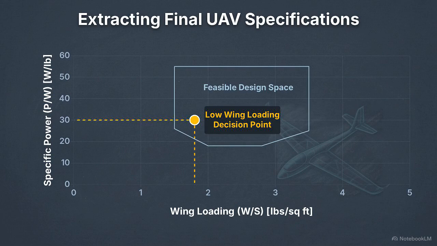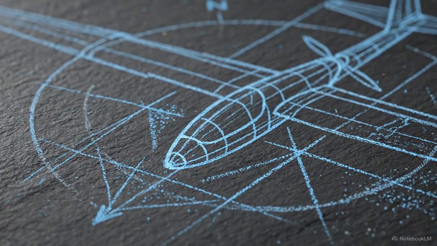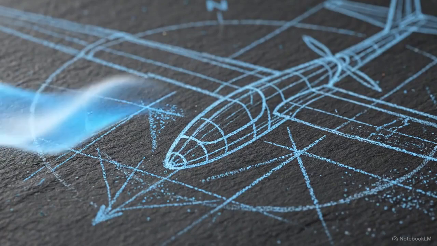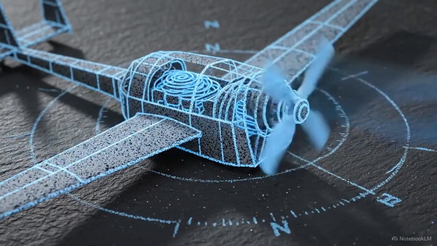Extracting these exact coordinates yields actionable specifications: the required square footage of wing area, and the precise motor shaft power. Through strict cycles of aerodynamic prediction, mass convergence, and energy constraint analysis, we have forced a completely abstract mission concept into physical hardware blueprints.